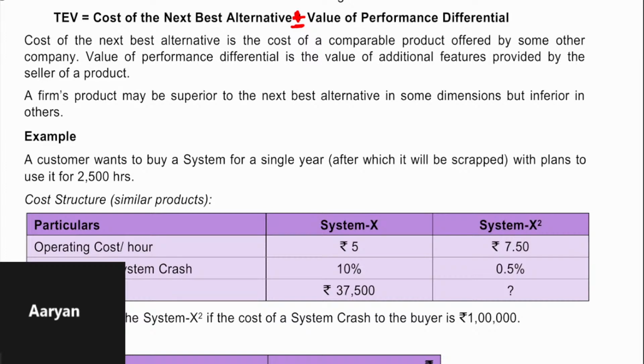Try to solve it on a rough page, but a very simple question. What is the cost of next best alternative that is given? Add the positive features of our system X2 and deduct the negative features of our system X2.